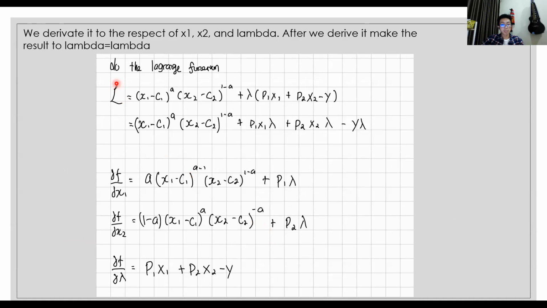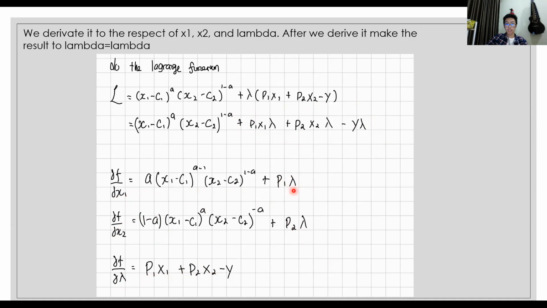Now, how are we going to do that? Remember that it's the Lagrange function. This is the utility function, and this is the constraint, so we multiply lambda by the constraint. So we get this right here. Then we differentiate with respect to x1 and with respect to x2. For x1 we get this value, and for x2 we get this value. And not to forget, we differentiate with respect to lambda, which just gives back the constraint.